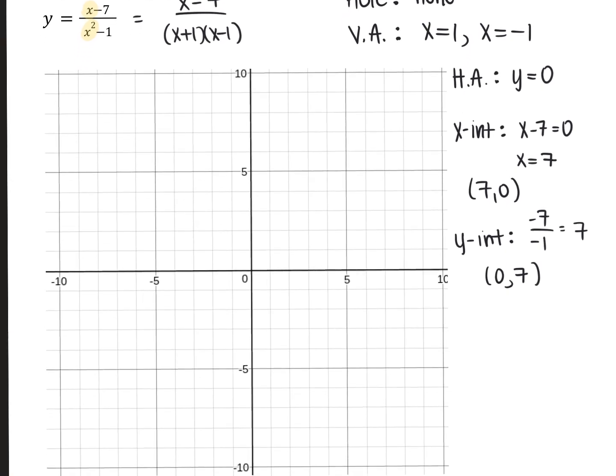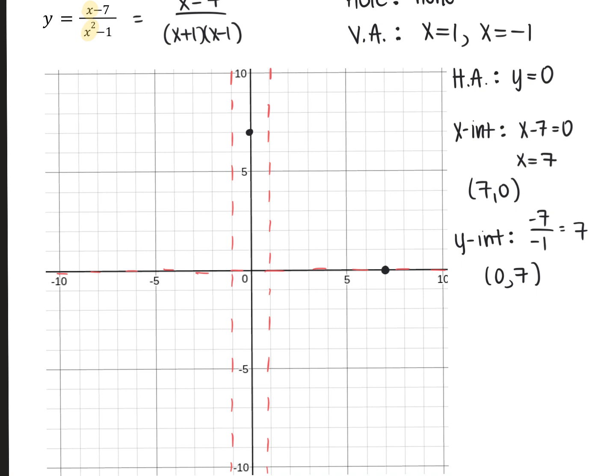So first I'm going to draw my horizontal and vertical asymptotes. So y equals 0 is the x-axis. And then we have x equals 1 and x equals -1. All right, then we have our x-intercept at 7, 0, and our y-intercept at 0, 7. All right, and then if I want to figure out what it is doing, I need to also get a couple points. So I'm going to plug in a couple values for x to figure out what it looks like in the negatives and the rest of the positives.